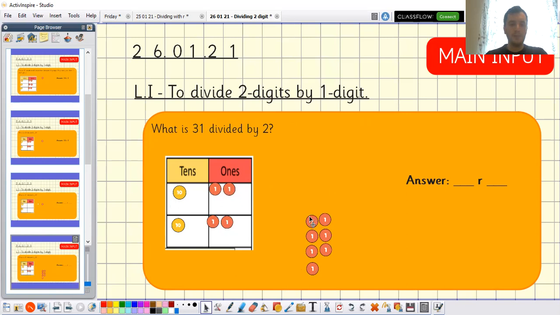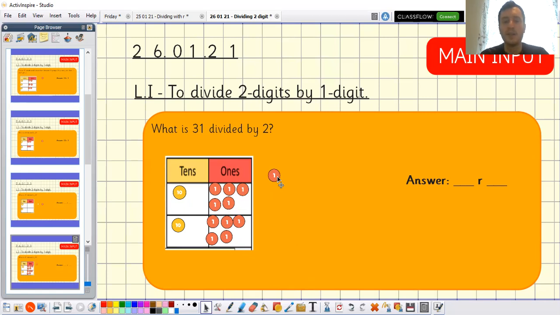2 in each group, 3 in each group, 4 in each group, 5 in each group. Now I can't put 6 in each group because I've only got 1 left. And if I put that in here, it's going to be unequal. So again, I've got to leave that 1 spare.